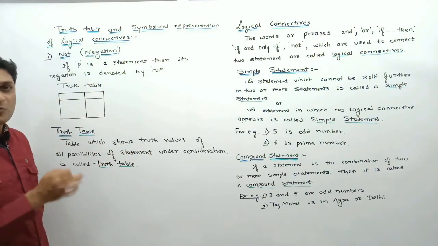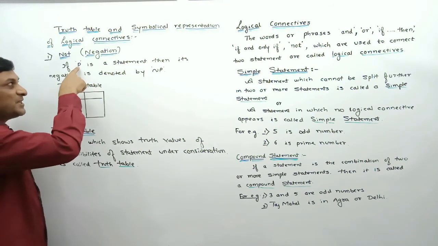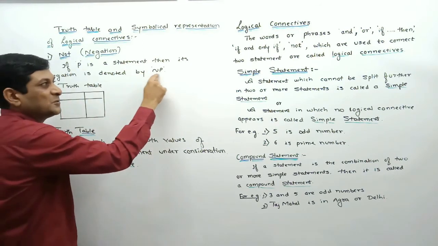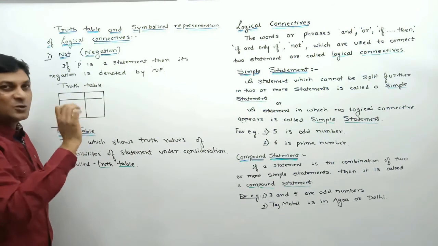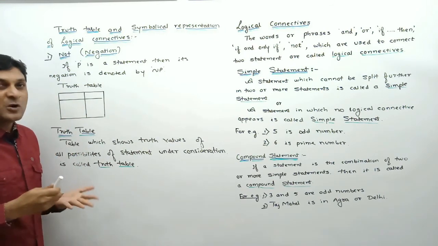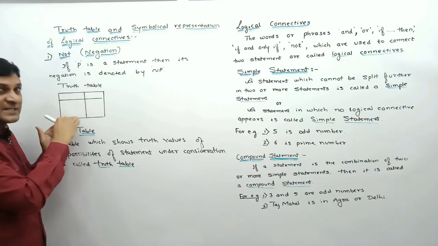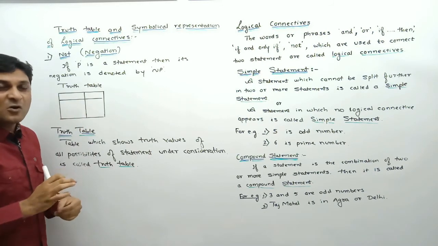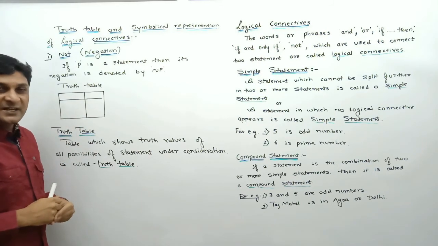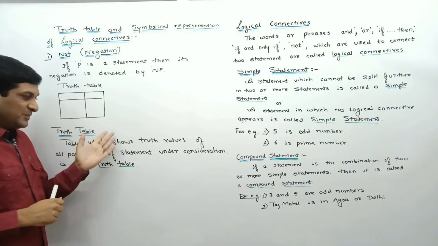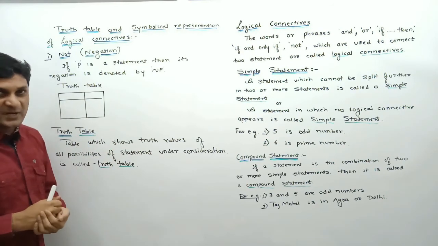We are discussing about which logical connective? Not. If P is one statement, then its negation is denoted symbolically by this notation. Now we are discussing about truth table. First let us construct the truth table of this first logical connective, and considering it as an example we will discuss the definition of truth table also.